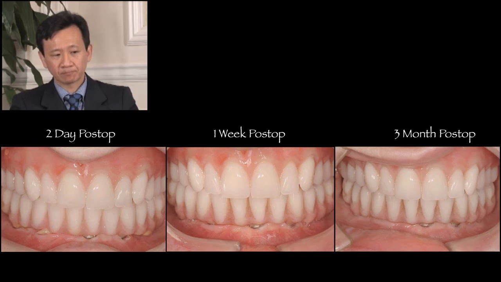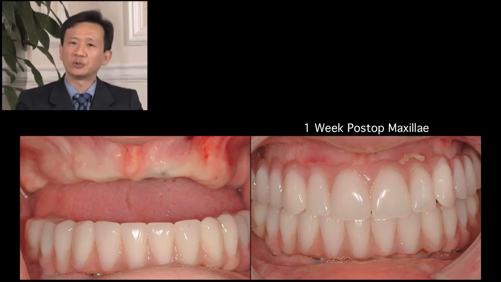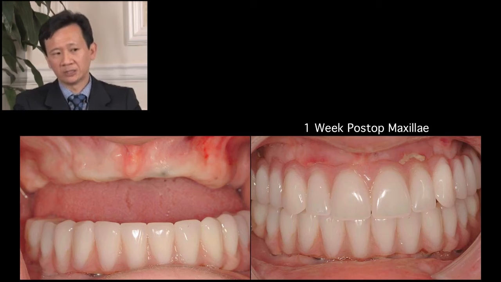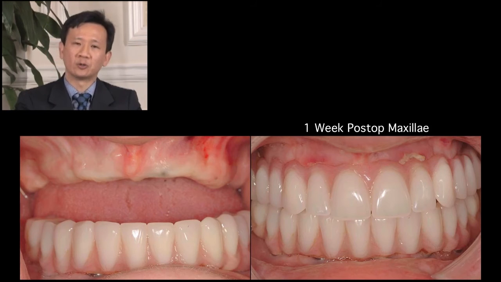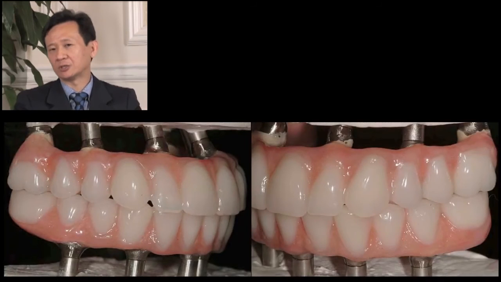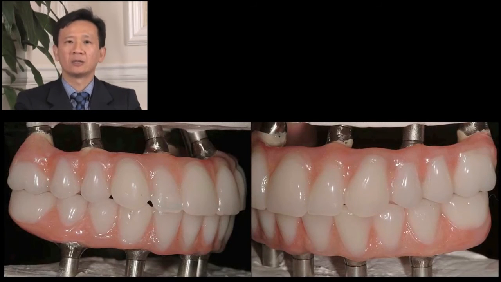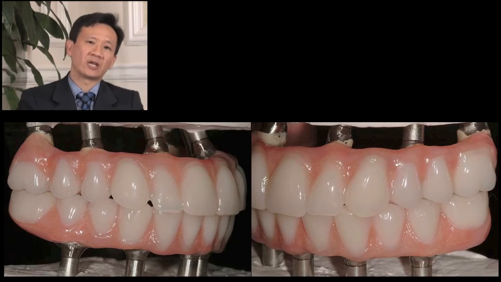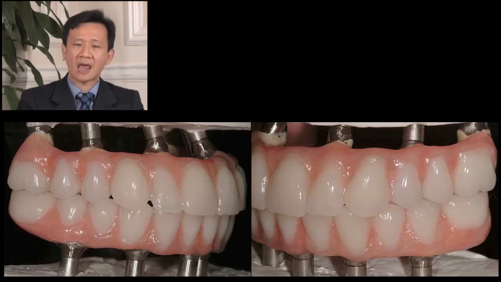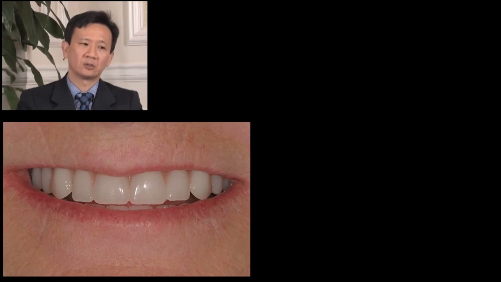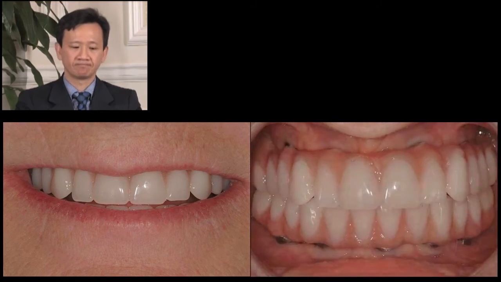The patient then was treated in the maxilla, and the same procedure was completed with our 1 week post-op in the maxilla. After healing and integration of the maxillary implants, the definitive prosthesis was completed by fabricating a metal and resin fixed complete denture, taking the patient to the completion of treatment.